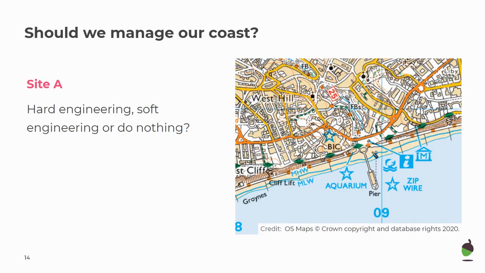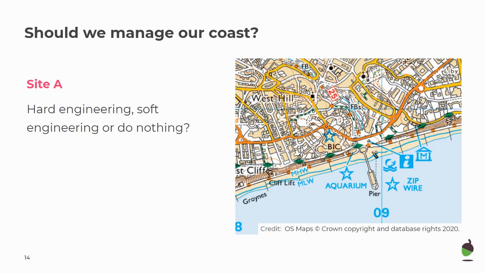Let's zoom in at site A and have a look. We decided that we needed to use hard engineering here. And here is an OS map extract of the town. What can you see there that means that hard engineering, so sea walls, groins, rock armour, would be so important to put in place? 5 seconds to think about it.